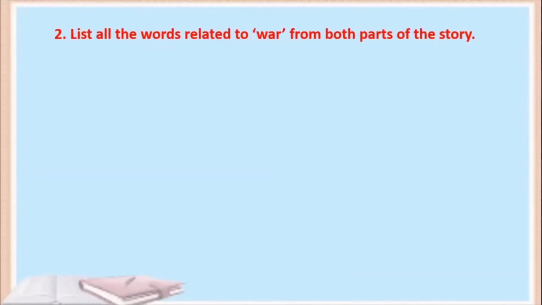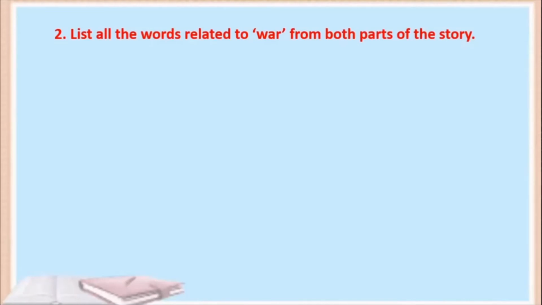But here I will not be giving you all the answers, children. This is your homework. I will give you around 2 words and you're supposed to find out the other words on your own. This is a very simple vocabulary exercise for you. So list all the words related to war from both parts of the story. So you have to look at part 1 also and part 2 also of the story like we just did in the previous exercise. So what do you think?